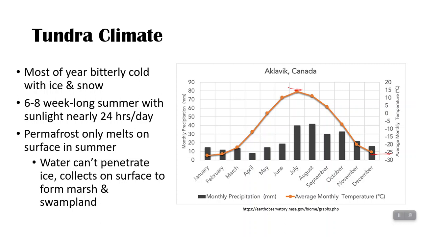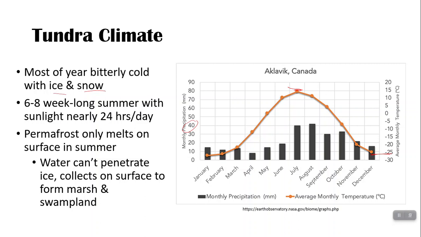So most of the year is bitterly cold. There's ice and snow. It's not a ton of precipitation. So notice that the maximum precipitation they'll get in a month is 40 millimeters. That's not very much. And so it's drier there. What precipitation they get may be in the form of ice and snow, which makes it harder for organisms to get access to it. Their summer is short, 6 to 8 weeks, but for the peak of summer, they'll have sunlight for like 24 hours a day. But in the peak of winter, they'll have darkness for 24 hours a day as you get closer to the poles.